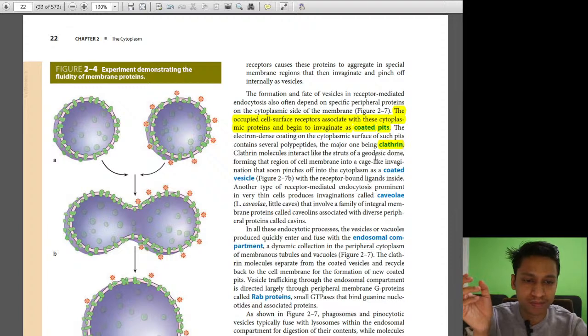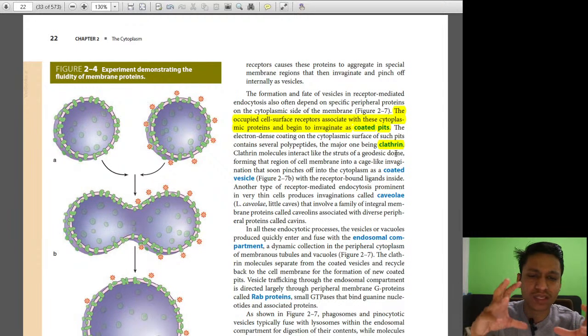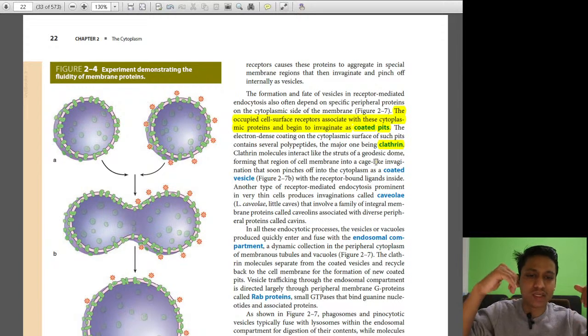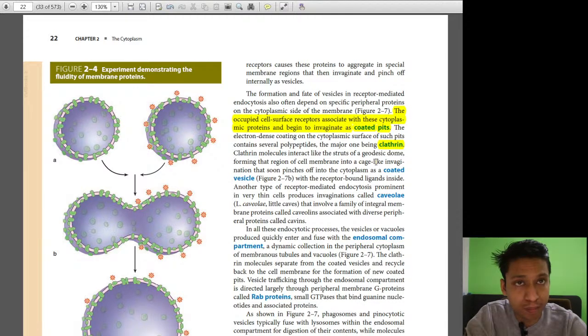Clathrin molecules interact like the struts of a geodesic dome, forming that region of the cell membrane into a cage-like invagination that soon pinches off into the cytoplasm as a coated vesicle. So, a cage-like invagination, the geodesic dome. This is basically a term given to the vesicle that is coated with clathrin. So this type of clathrin coated pit is what is responsible for invagination of the protein hormone that came.